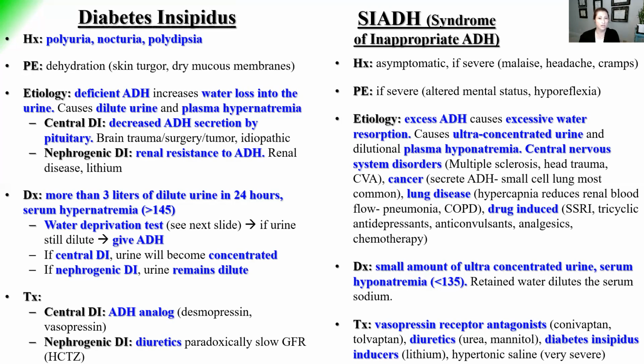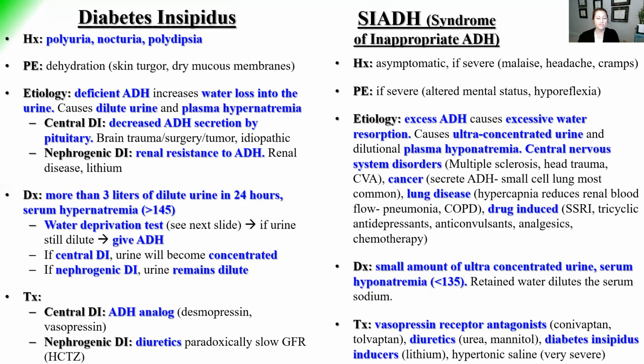And then drugs that can induce this: SSRIs, which are used as antidepressants, tricyclic antidepressants, anticonvulsant medications, some of the analgesics, and then chemotherapy medications. Our diagnostic criteria for this one is a small amount of ultra-concentrated urine and a serum hyponatremia, so a very unconcentrated bloodstream. That's going to be less than 135. Retained water is going to dilute that serum sodium. And I'm going to show you this again in just another slide here to kind of hit this point home.